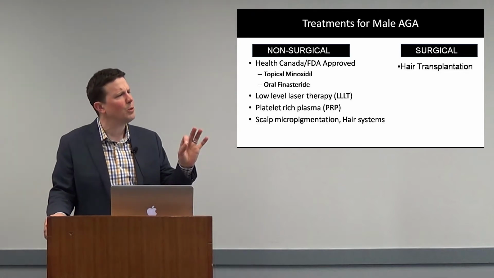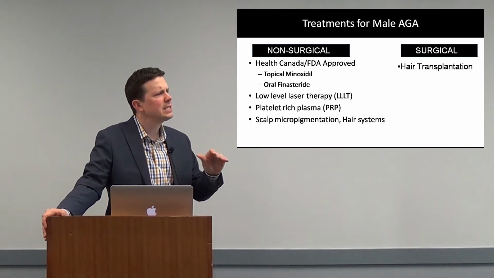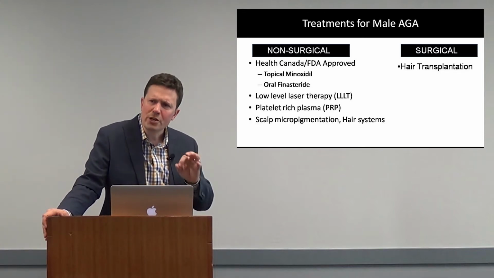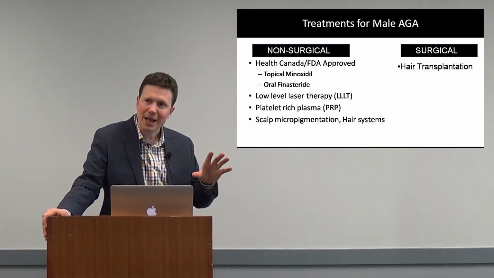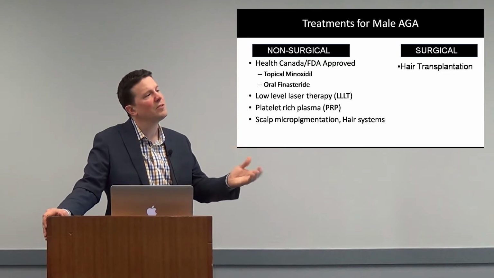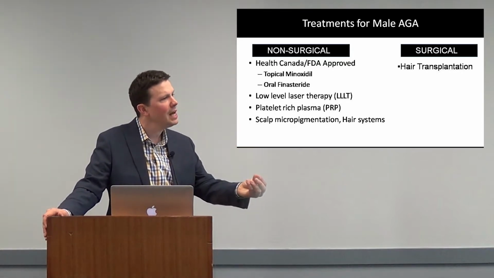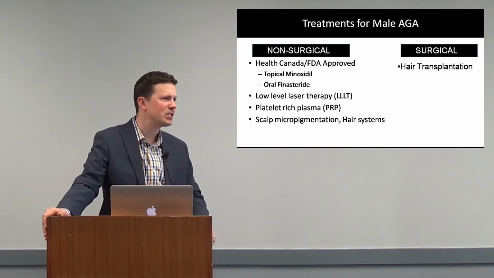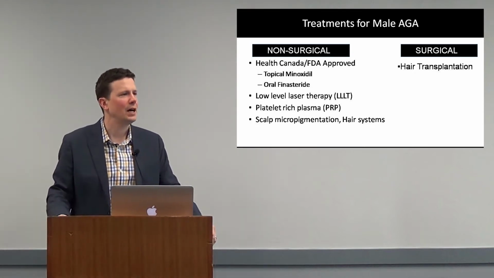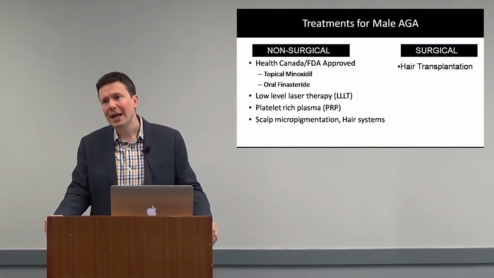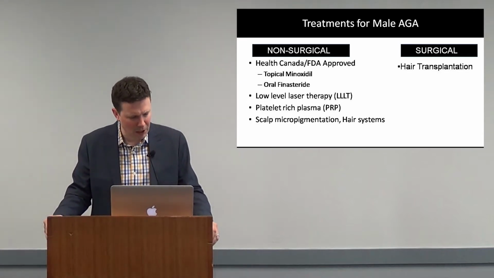The thing to remember about platelet-rich plasma is there's over 1,000 different protocols. So there's no one treatment for platelet-rich plasma. Platelet-rich plasma involves taking a person's blood, spinning it down to get their plasma, and then injecting this into the patient's scalp. And a number of clinical studies support that platelet-rich plasma can be effective for male balding.